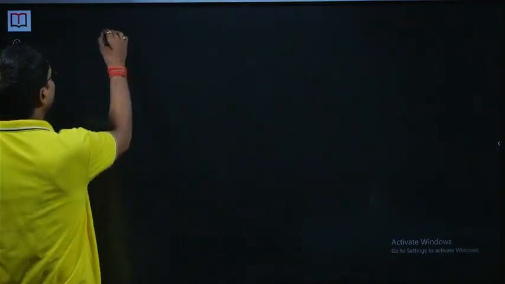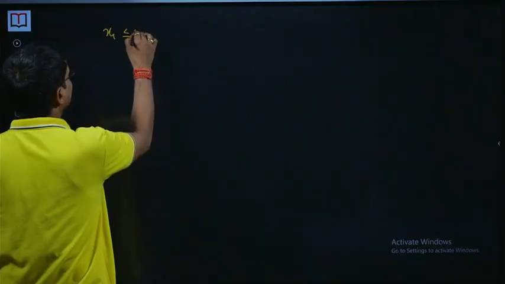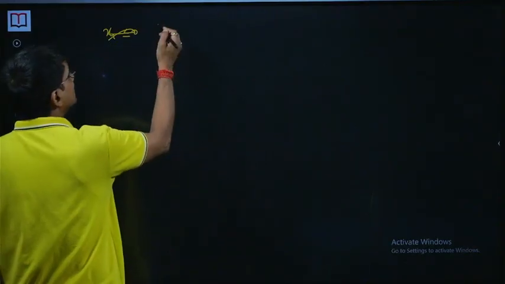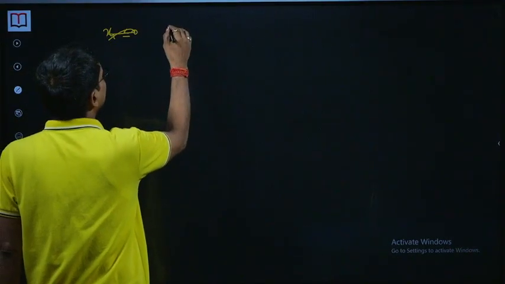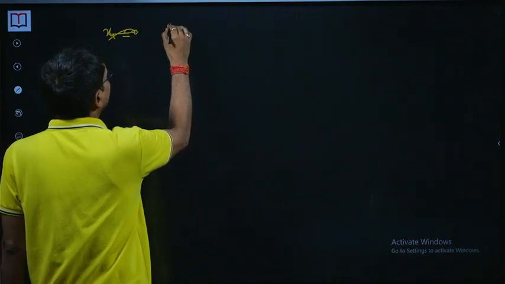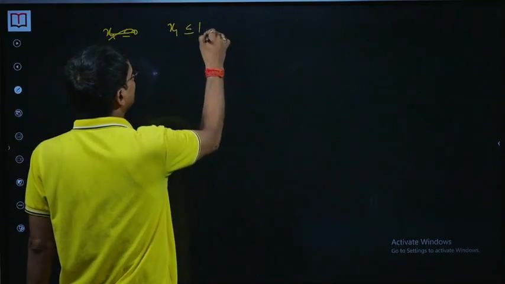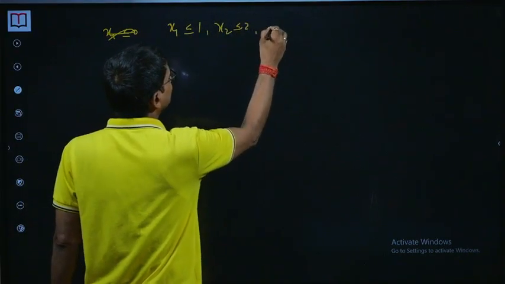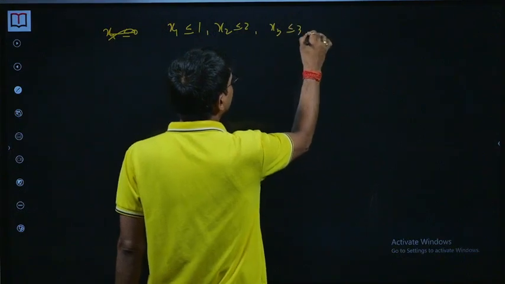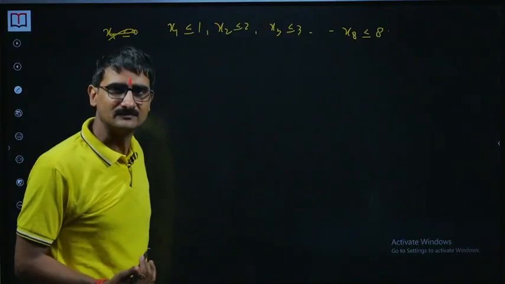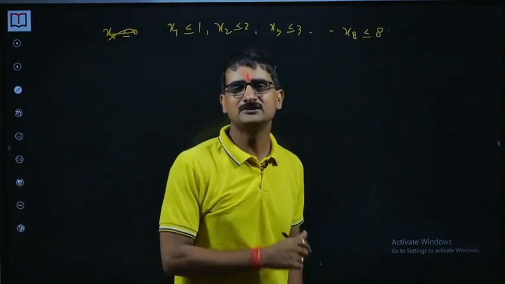So I said okay, x1 is less than or equal to 0. I am just forgetting it, because less than 0 won't contribute. It has to be equal to 0 in that case. So for the second vertical line, x1 is less than or equal to 1, x2 is less than or equal to 2, x3 is less than or equal to 3, and x8 is less than or equal to 8. But is that sufficient? No, it's not sufficient either.